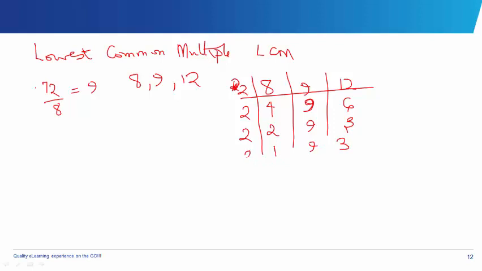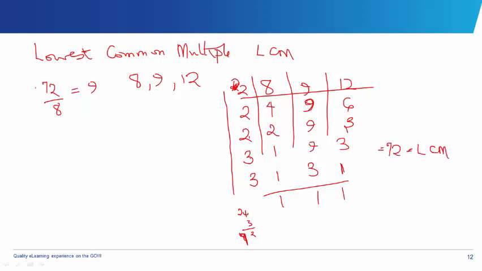What else can divide 3? 3. So here we have 3, we have 1 here. 3 can still divide. So the aim is to keep dividing to have 1, 1, 1 left. Then we'll now multiply these numbers. So we'll have 2 times 2 is 4, 4 times 2 is 8, 8 times 3 is 24, then 24 times 3 will give us 72. So 72 is now said to be our lowest common multiple.